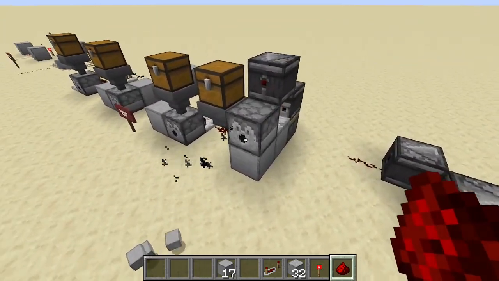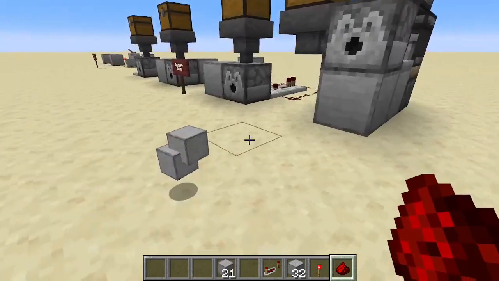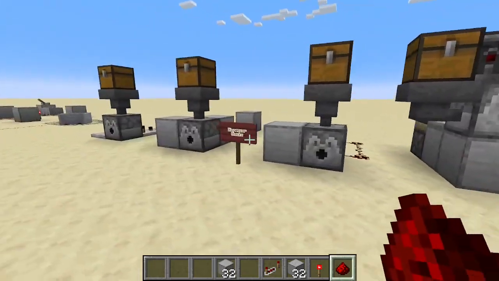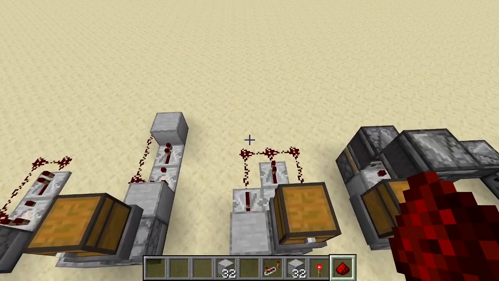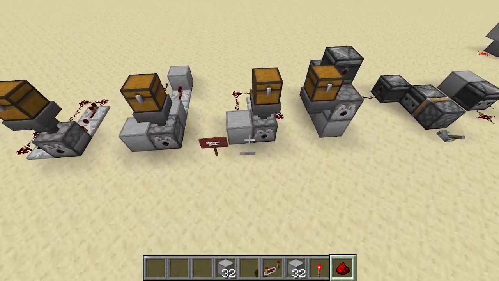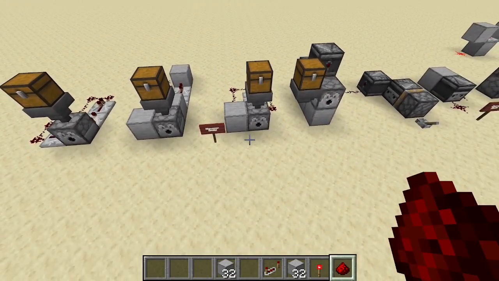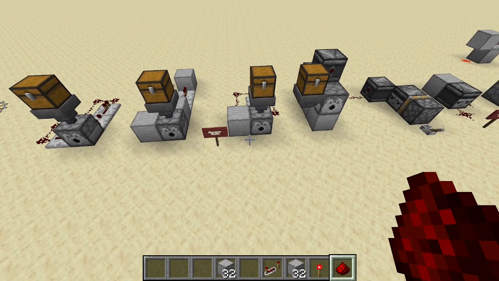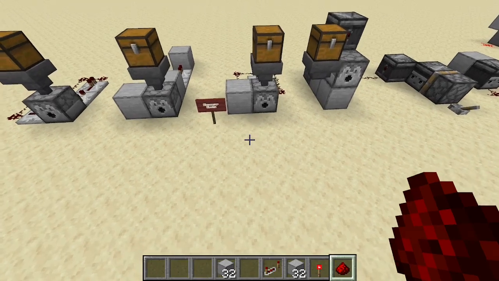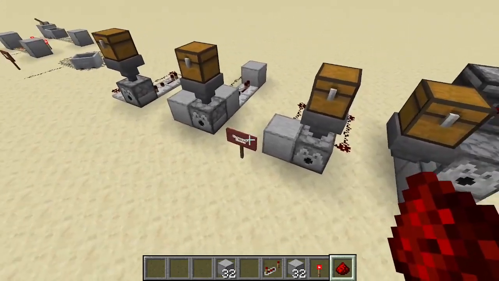And it's going to keep doing it until we are out of items here. Now, these are commonly used in things like automatic chicken farms. If you have some kind of trash can, that's what these are going to be used for as well. As well as these are used at the end of a lot of automated farms to get rid of any extras. They are very useful and fairly common clocks.